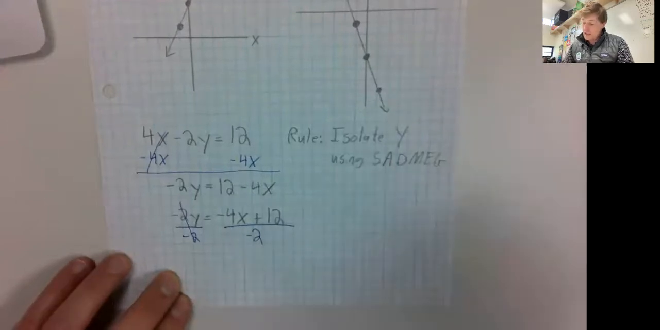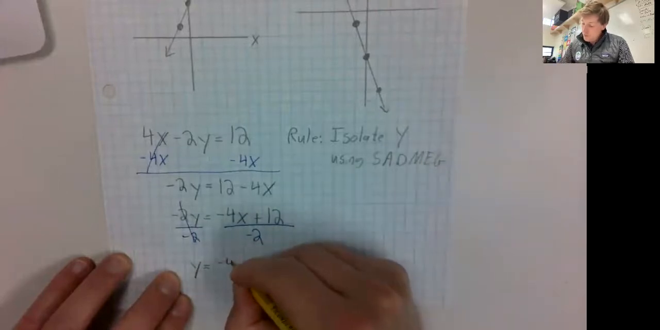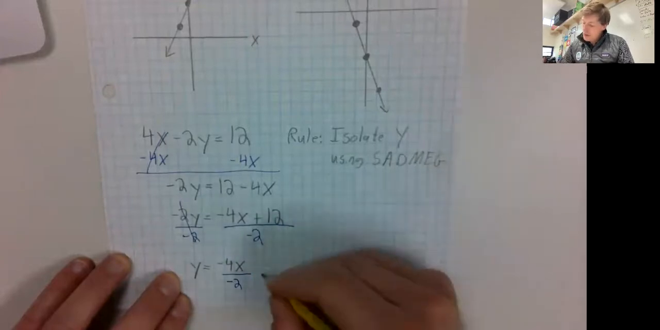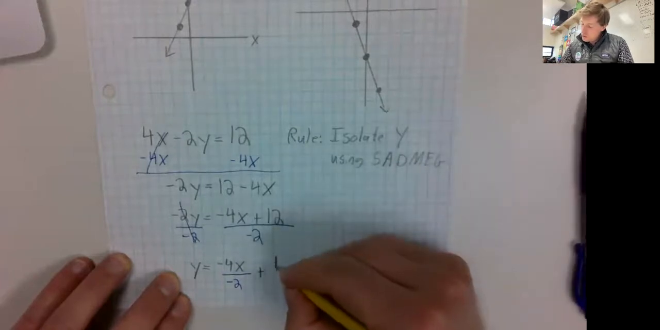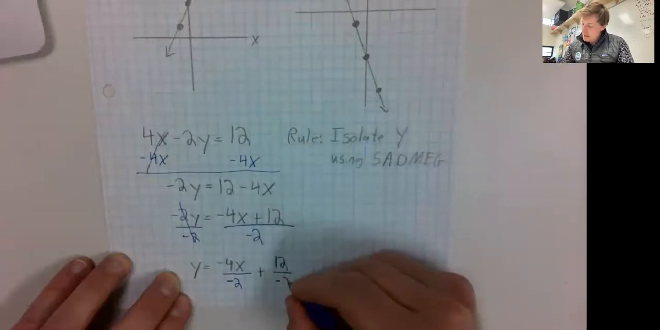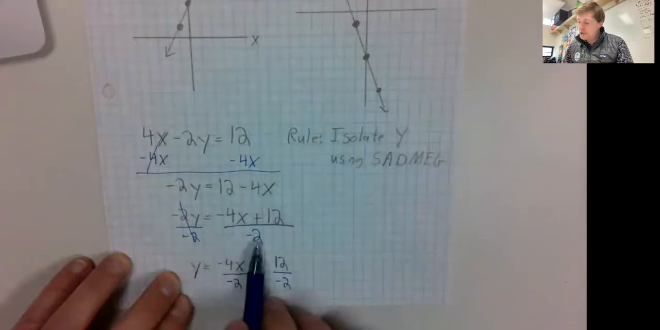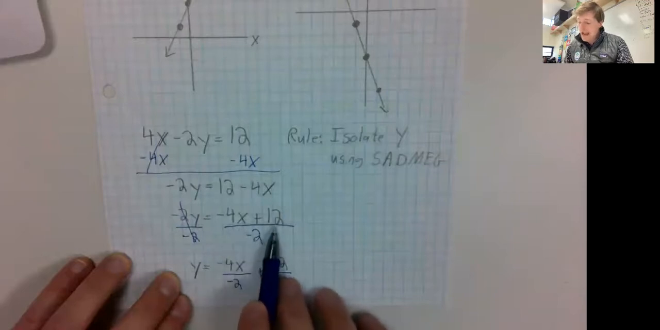So another way I could write this is y equals -4x divided by -2 plus 12 divided by -2. Again, once I'm dividing by a number, I need to divide both of these terms by that same number. So I'm dividing the -4x by -2 and the +12 by -2. And I showed that here.